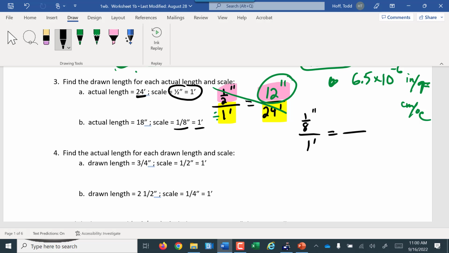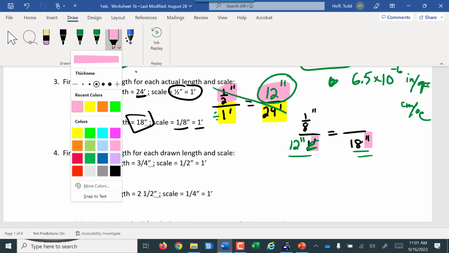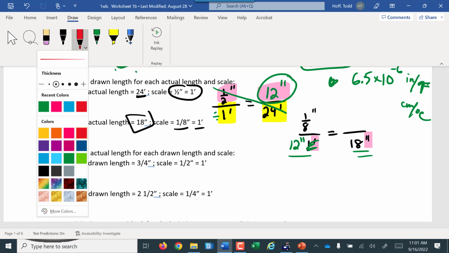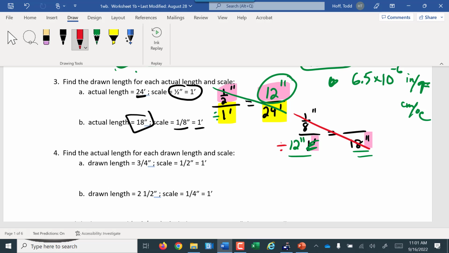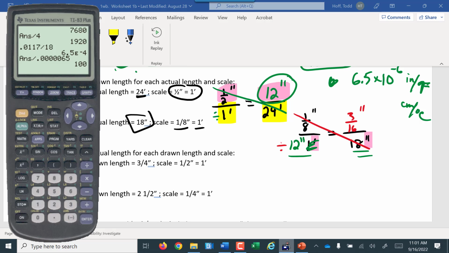So again, we have to make sure we match up. The actual length is 18 inches. Well, the 1 foot represents the actual length, but now we have an issue. These units are not the same. So we either have to change the 18 into feet or the 1 foot into inches. Easier to change the 1 foot to 12 inches. So now those have the same units. And now we can go ahead and cross multiply and divide. 1/8 times 18 divided by 12. I believe that comes out to 3/16 of an inch, or 0.1875 if you're using decimals.